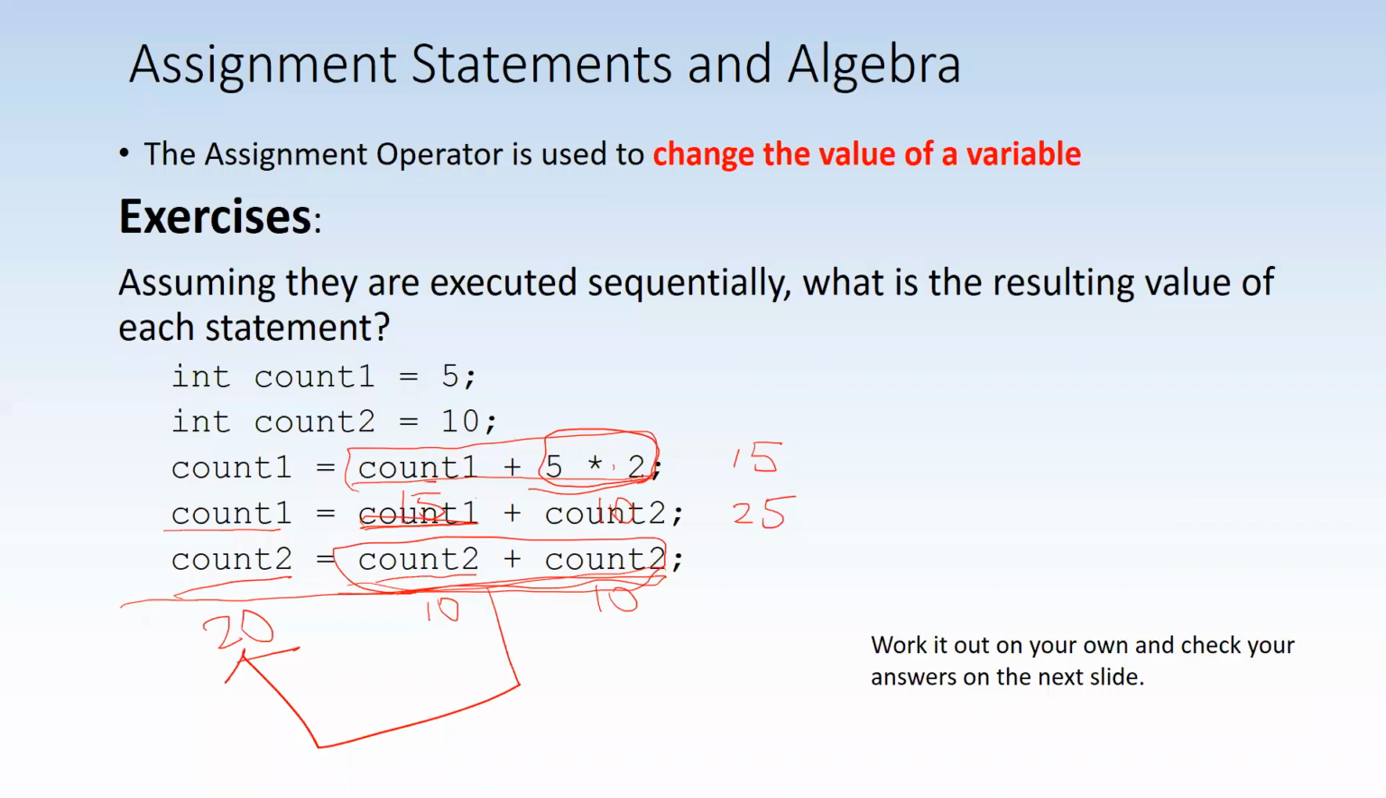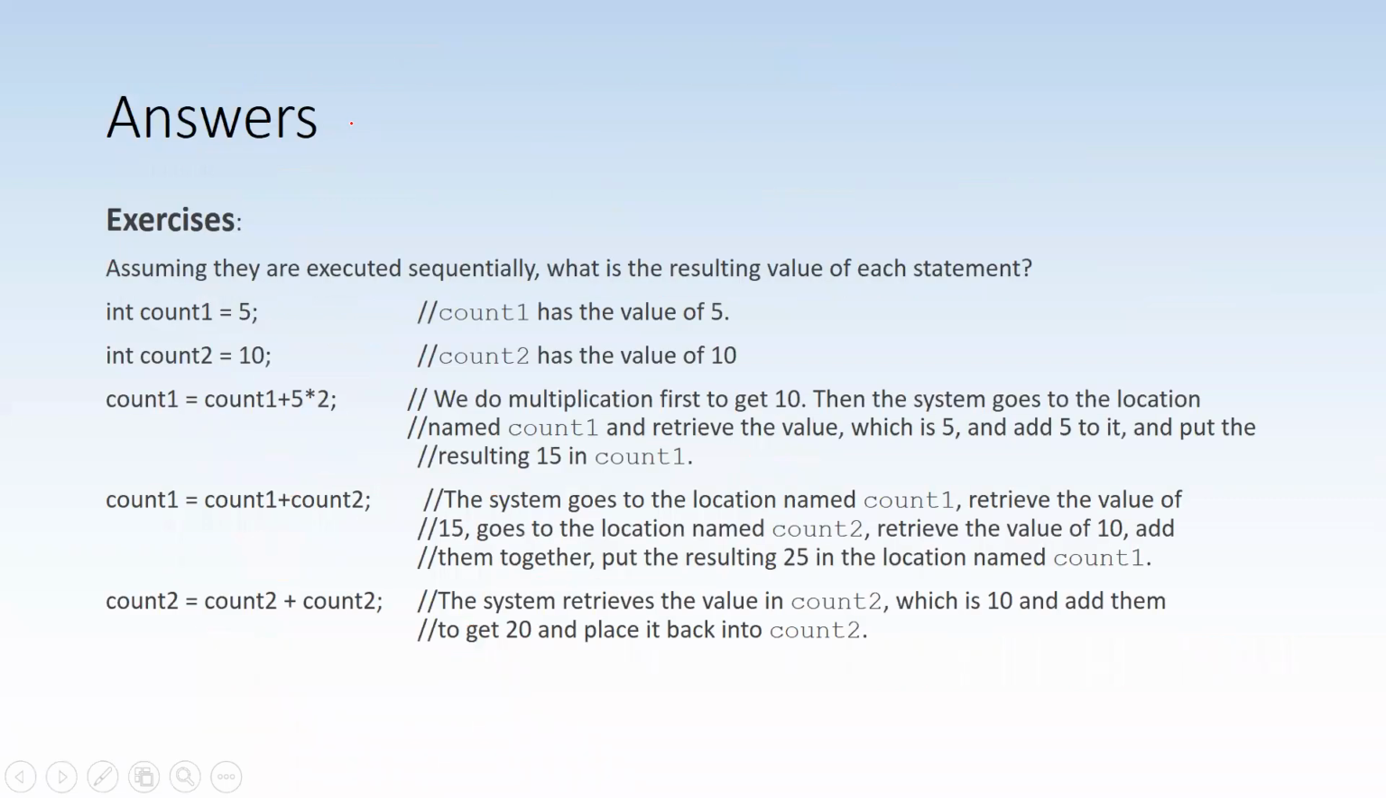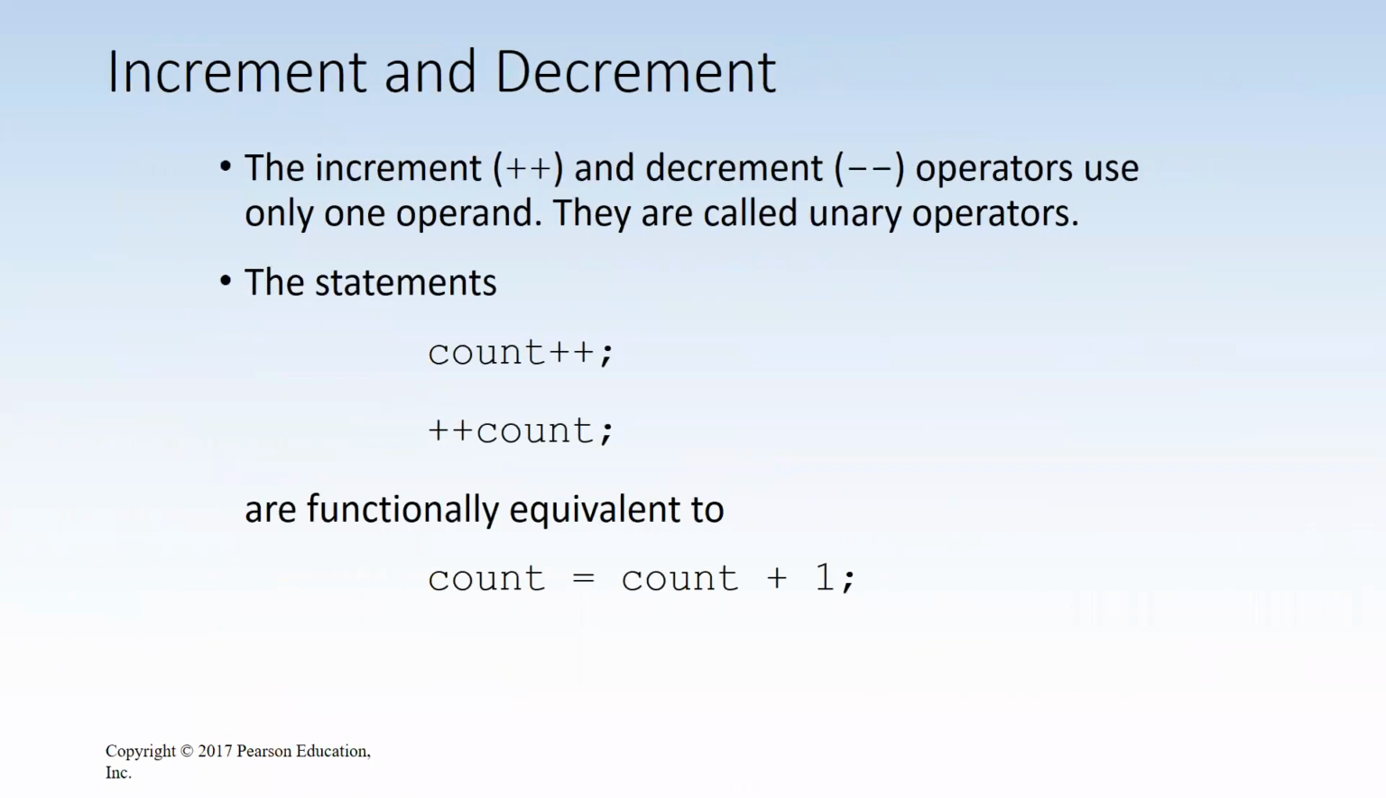Another very important thing: the assignment operator is used to change the value of a variable. If you have a variable named count2, how do you change its value? You use assignment. That's what this means. And the assignment operator is the equal sign. Okay, you have this. Now let's look at this.